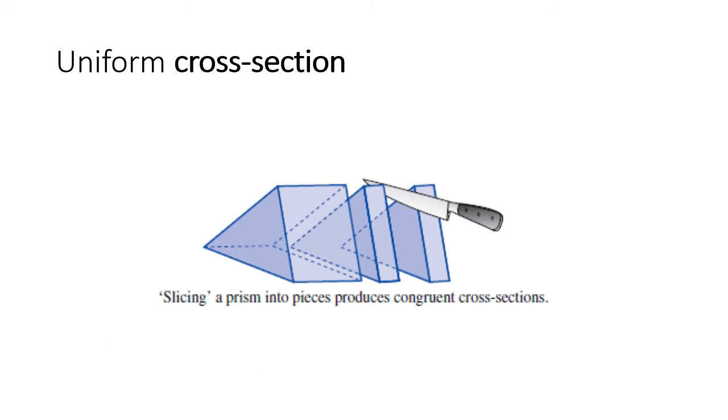So moving on, when we're talking about cross-section, the cross-section is what you get when you chop something into slices. If you slice up a prism, the pieces that you are making all have the same shape in their cross-section. So a triangular prism, you just cut into smaller triangular prisms, and so on.